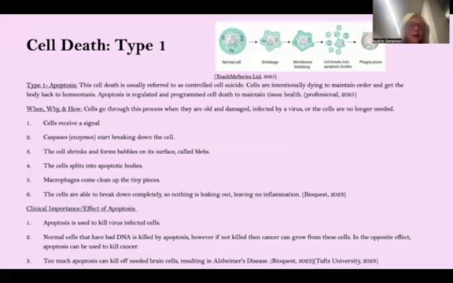Apoptosis is used to kill virus-infected cells. Normal cells that have bad DNA are killed by apoptosis. However, if not killed, then cancer can grow from these cells. In the opposite effect, apoptosis can be used to kill cancer. Too much apoptosis can kill off needed brain cells, resulting in Alzheimer's disease.